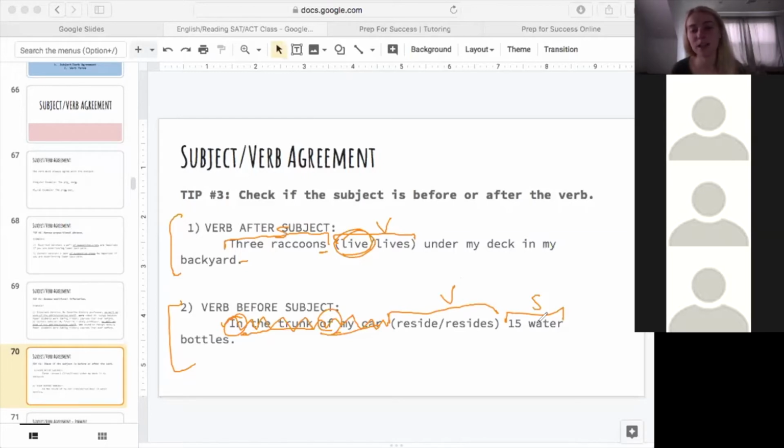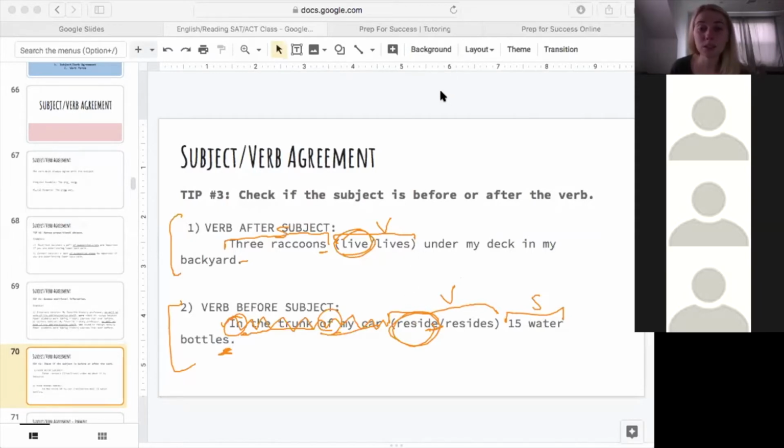Reside or resides? One with an S or without the S? Perfect. So most I'm seeing is correct. Our correct answer would be reside because 15 water bottles ends in an S. So I have multiple water bottles. So then I'm going to want no S at the end of this one.